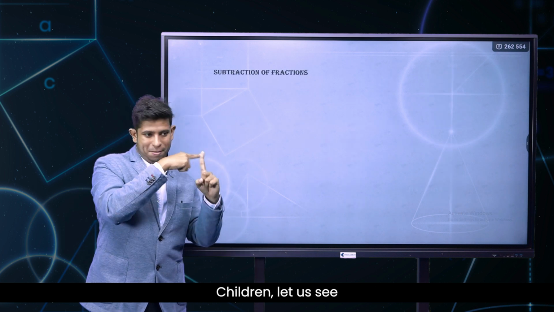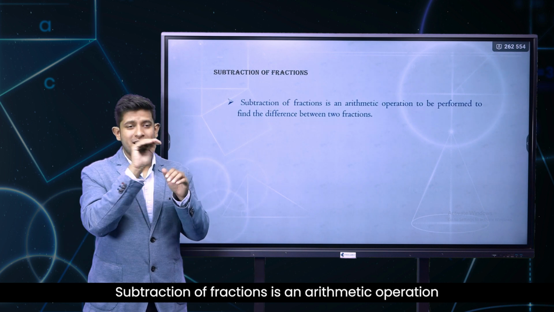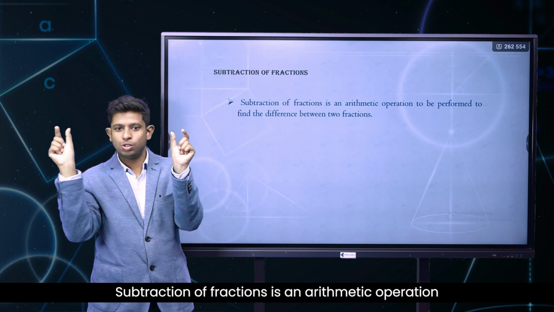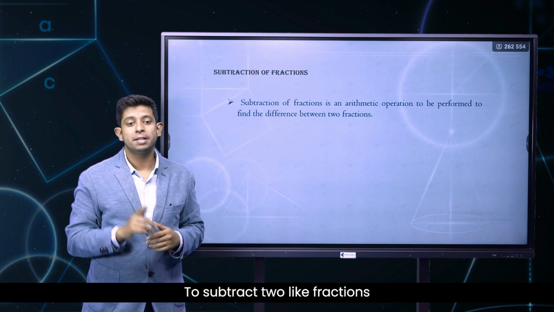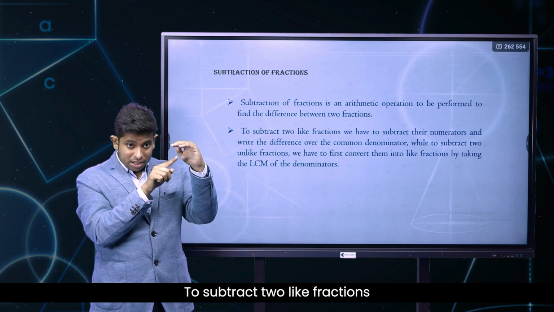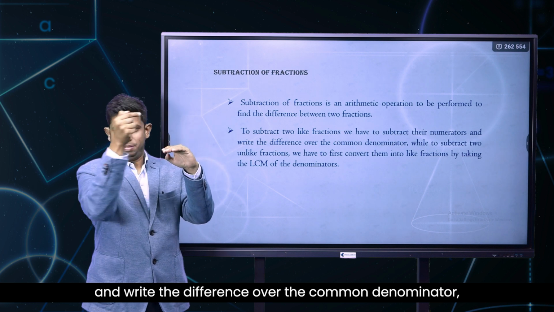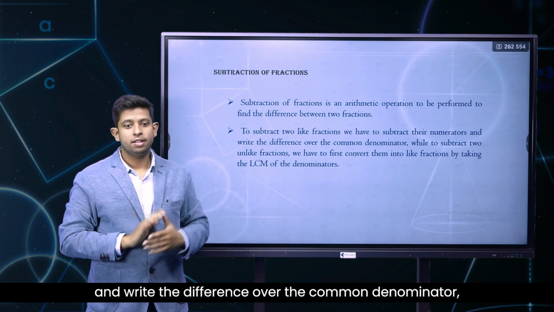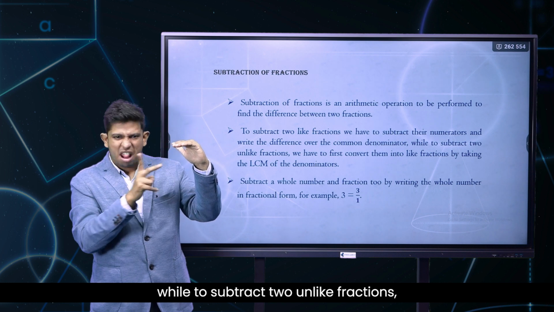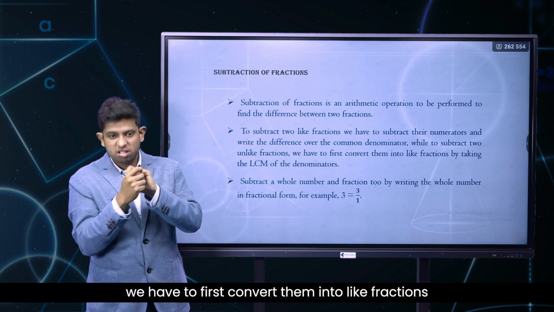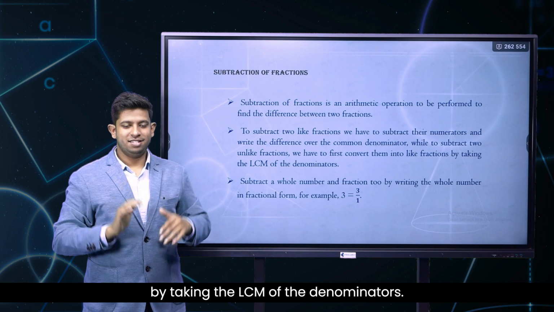Children, let us see subtraction of fractions. Subtraction of fractions is an arithmetic operation to be performed to find the difference between two fractions. To subtract two like fractions, we have to subtract the numerators and write the difference over the common denominator. While to subtract two unlike fractions, you have to first convert them into like fractions by taking the LCM of the denominator.